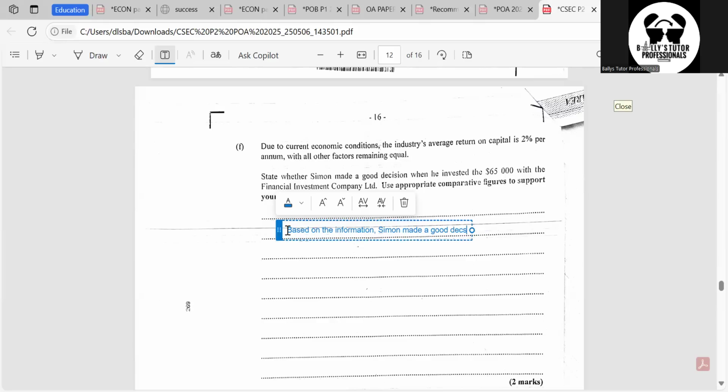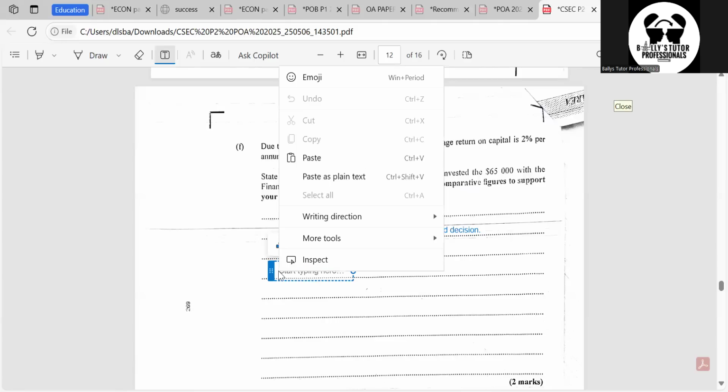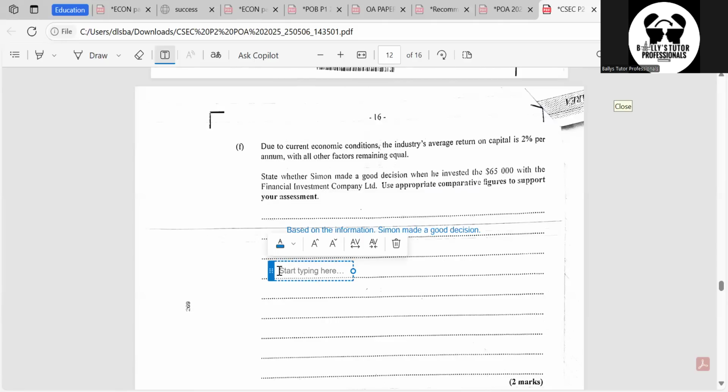So let's make some comparisons. For one, average interest rate 3% is higher than the 2%, right? So the average, remember we calculated that before? The average annual interest rate Simon earned was 3%, which is larger than the industry average's 2%.